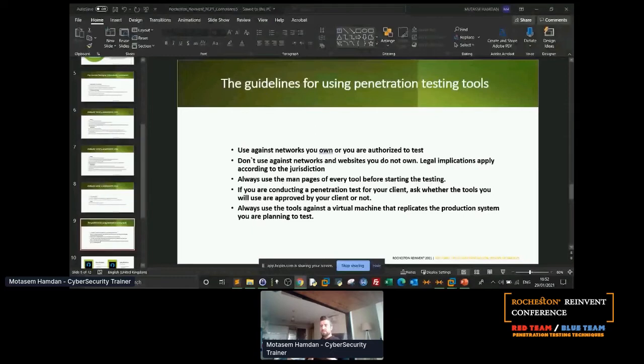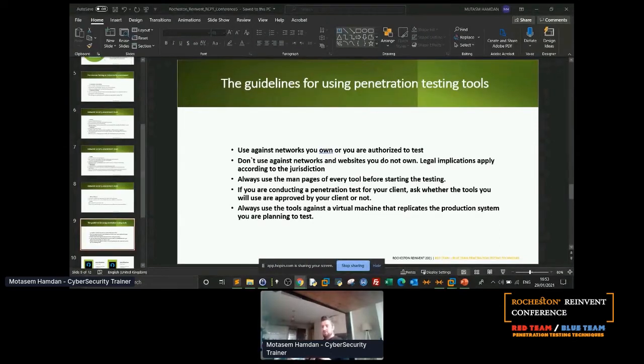All right. Basically, when we say use the man pages, we want you to get familiar with the use of every tool. You can't just run the tool blindly. Just make sure you look at the man pages. There are many pen testing tools. You can't remember the options and the syntax for every tool, so you want to always remind yourself of the options available for every tool.